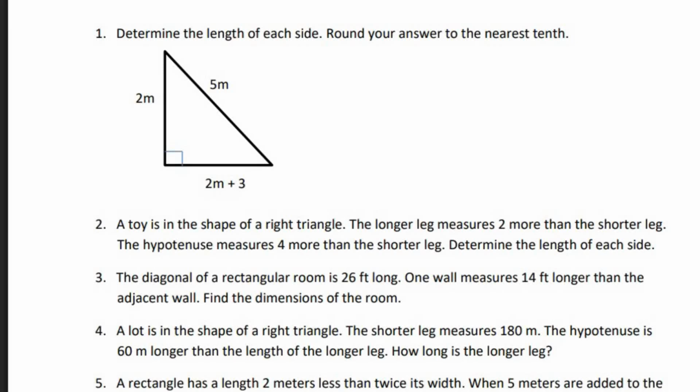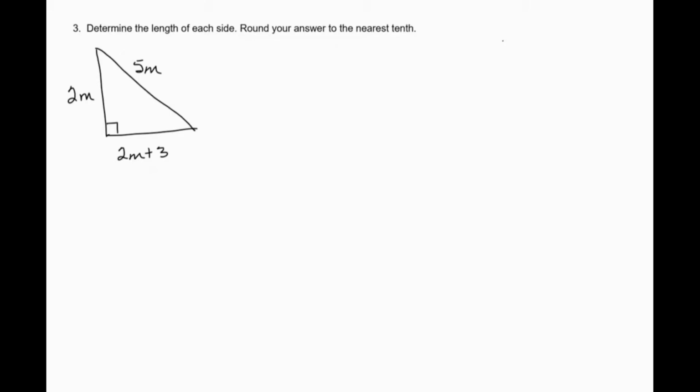This video is going to be applications of quadratic equations. Determine the length of each side, round your answer to the nearest tenth. I have a right triangle and I'm looking for the lengths of the sides. You should automatically think Pythagorean theorem: a squared plus b squared equals c squared. a and b are the two sides that form the right angle. Those are called the legs, and c is the hypotenuse.